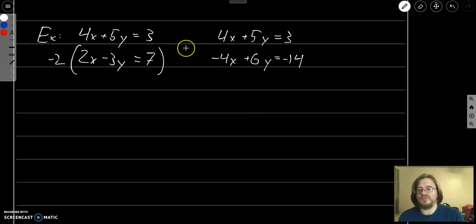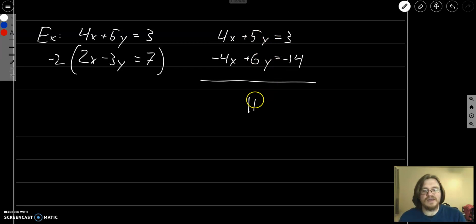So, step 1 is to make sure that everything looks like something times x plus something times y is equal to something. The next step is to try to get things to cancel. So here I just multiplied this bottom equation by -2, and now the x values will cancel. Let's add these equations together. So 4x and -4x is going to be 0. They cancel, so I'm not even going to write anything here. 5y and 6y, that adds up to 11y. And 3 and -14, that adds up to -11. Well, this is pretty easy to solve for y. I can divide both sides by 11, and -11 divided by 11 is -1.